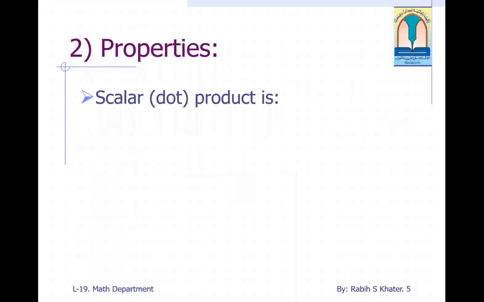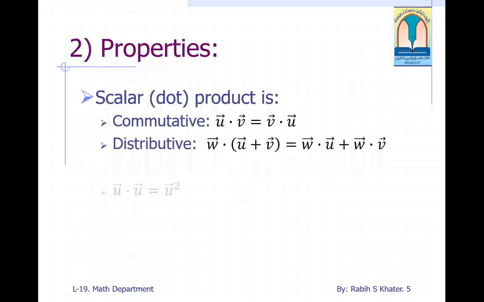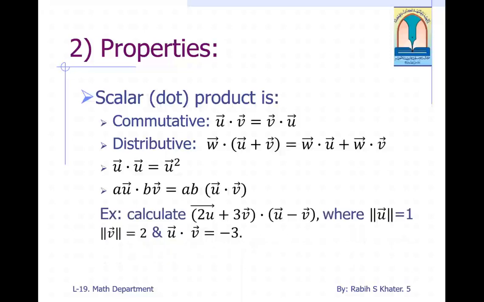Properties: scalar or dot product is commutative, distributive, and a vector by itself is u squared. A scalar a times u dot another scalar b times a vector v equals a times b into u dot v. Example: calculate the dot product of the following vectors, where you are given norm u and norm v and the dot product between the two vectors.